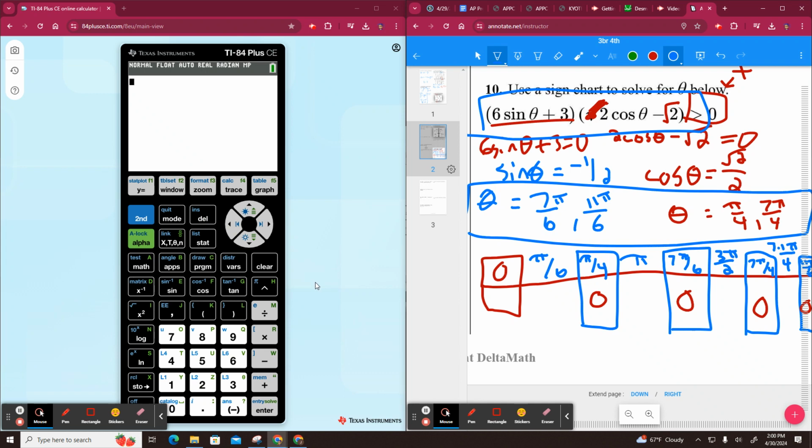So let's see here. 6 sine, and for theta, I'm going to put 0, and I'll do the first two of the sine chart, and then just leave you to plug the rest in. So 2 cosine of 0 minus the square root of 2. That gives me 1 point something. All I care about is that it's positive here. Okay, positive.